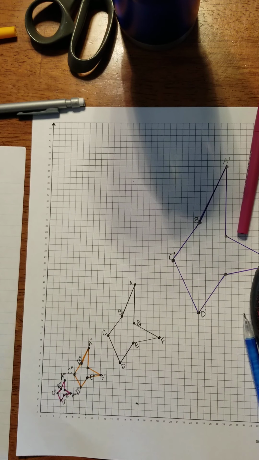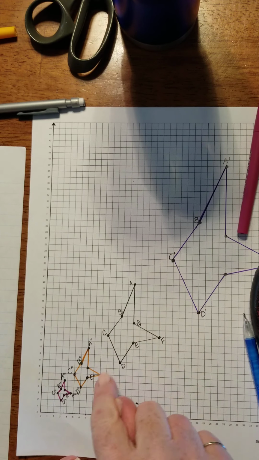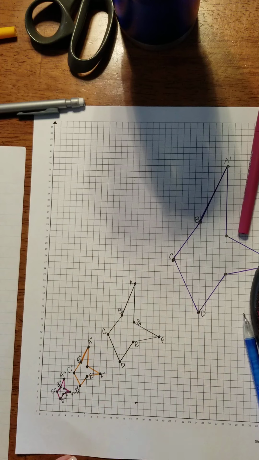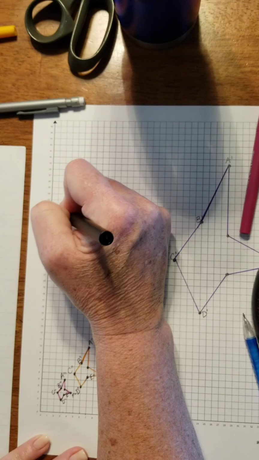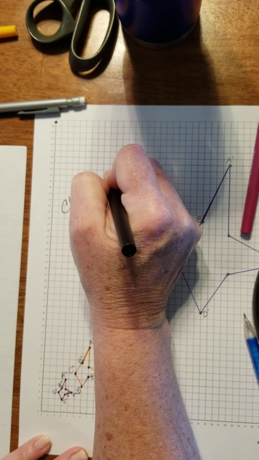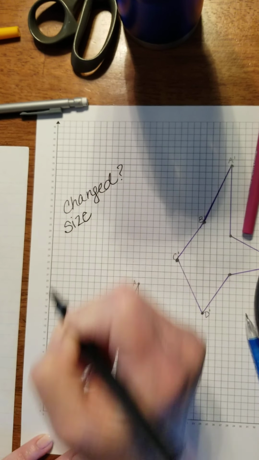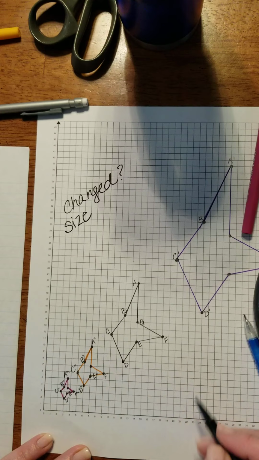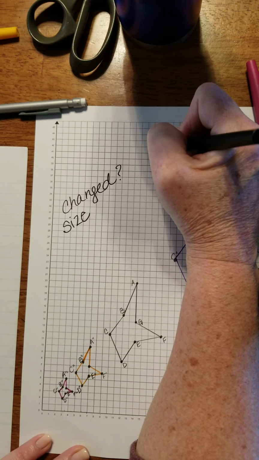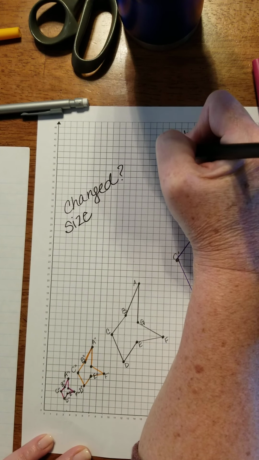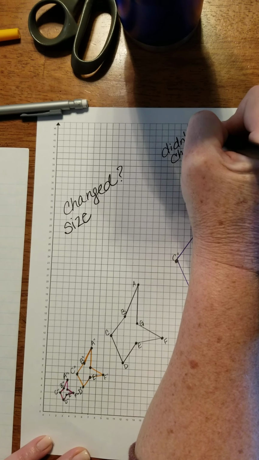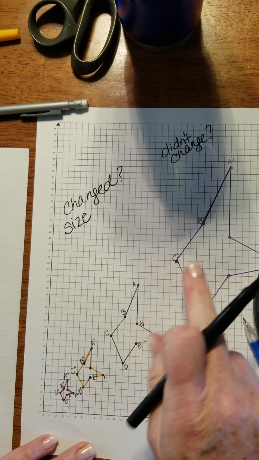So we have created three dilations from our pre-image. And let's think about what changed. So what changed? The size changed. Did the orientation change? We'll see what didn't change. What didn't change was the orientation.